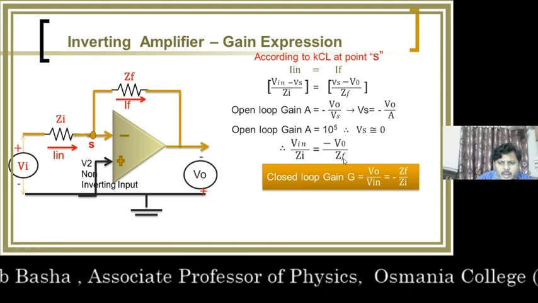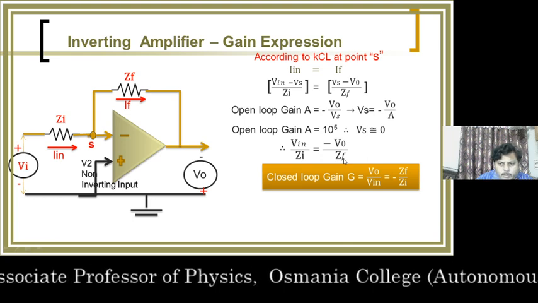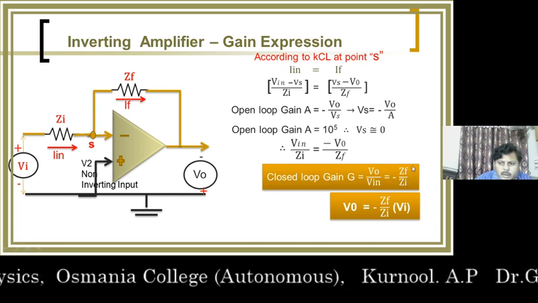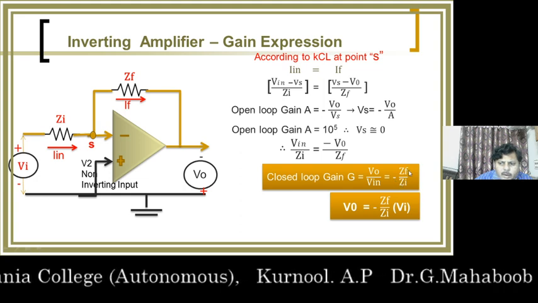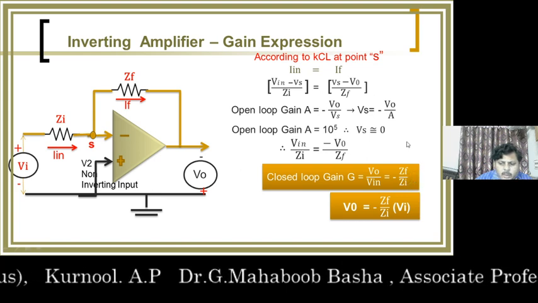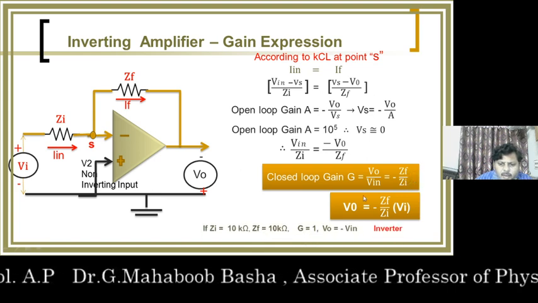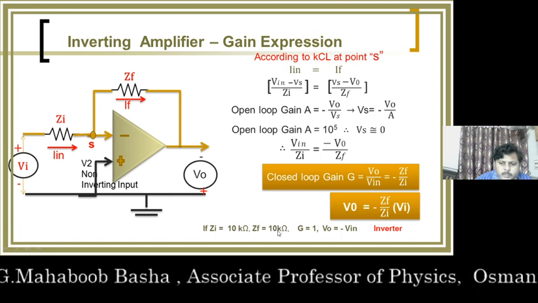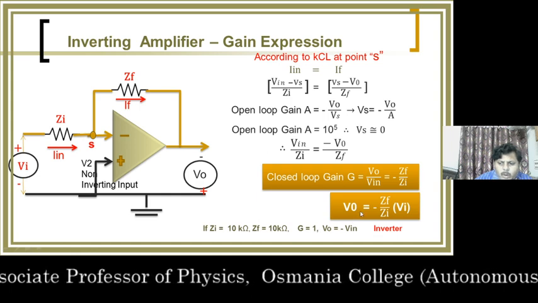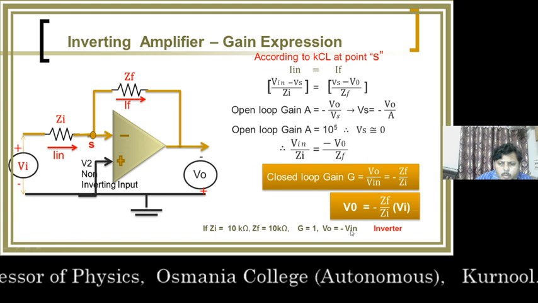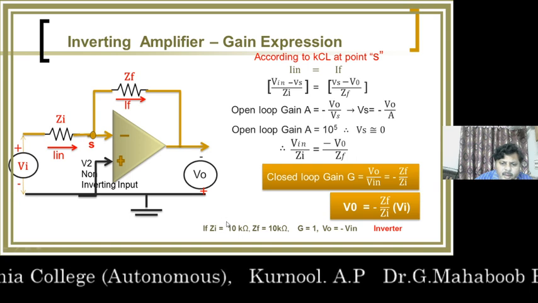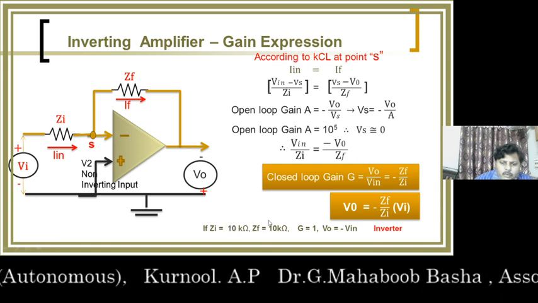Closed loop gain means the gain of the op amp under a negative feedback arrangement. By this formula we can understand that it is very easy to design an operational amplifier in inverting configuration by choosing Zi and Zf values. For example, if Zi and Zf are both the same 10K resistor, according to this formula the gain is unity. Therefore the output voltage is equal to minus the input voltage. It means the circuit acts as an inverter when we take the same values of input and feedback impedances.